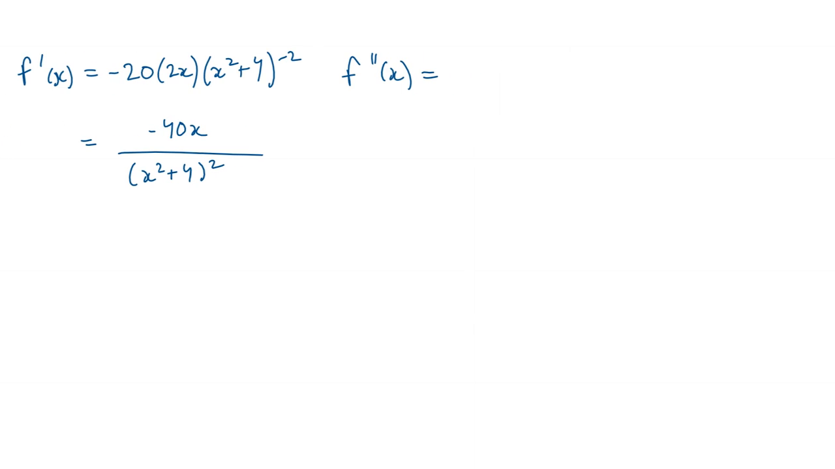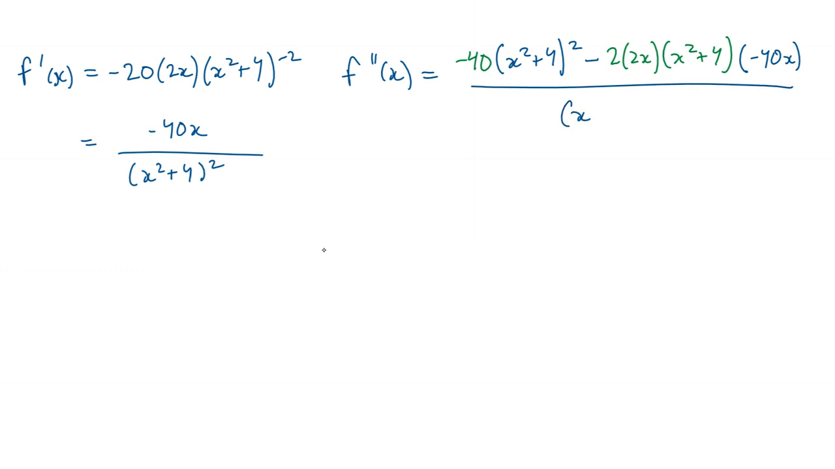So this is the derivative of the top times the bottom, minus the derivative of the bottom times the top, over the bottom squared.